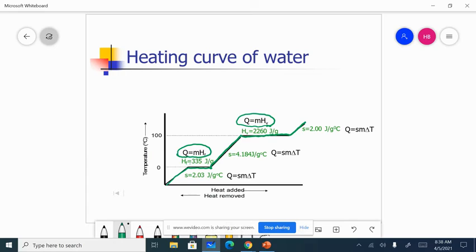The next thing you want to do is add the other reference to the temperature change. So the specific heat capacity of ice is 2.03 joules per gram degree Celsius. The specific heat capacity of liquid water is 4.184 joules per gram degree Celsius. The specific heat capacity of water vapor or steam is 2.00 joules per gram degree Celsius. These are all in sections where the temperature is changing, so you're going to use the temperature change formula. Add all of this to your notes.